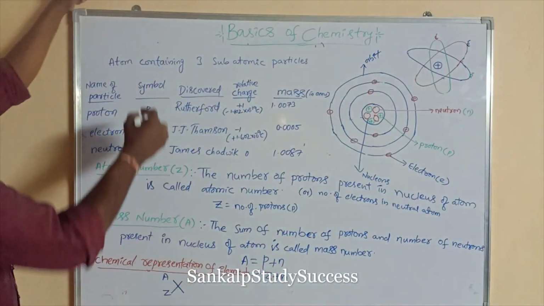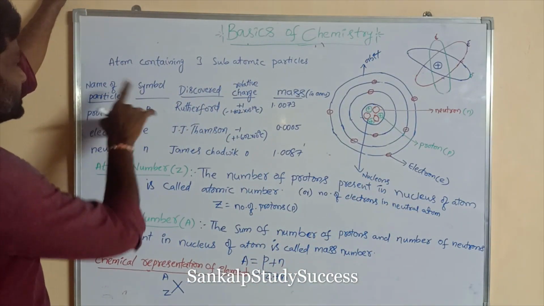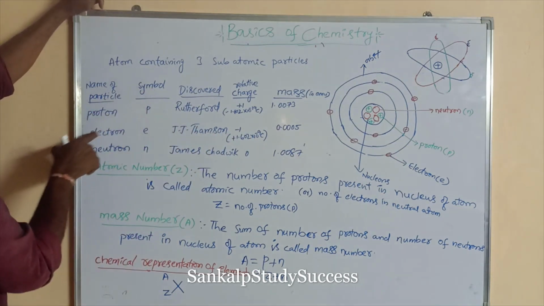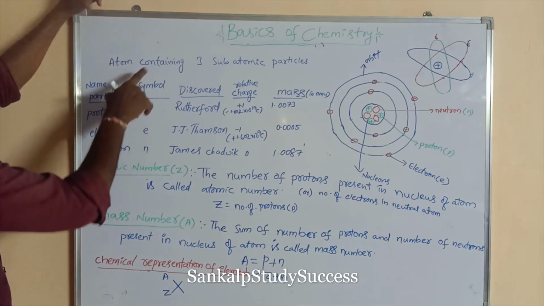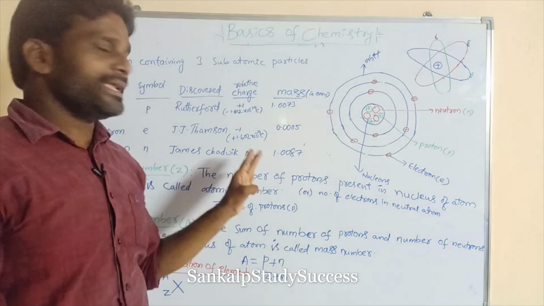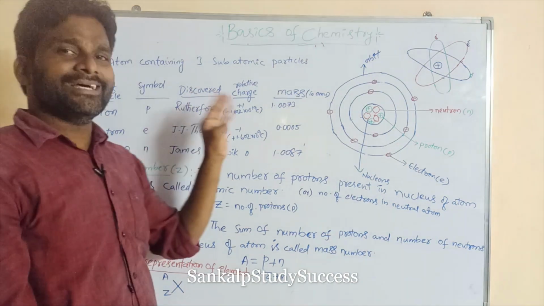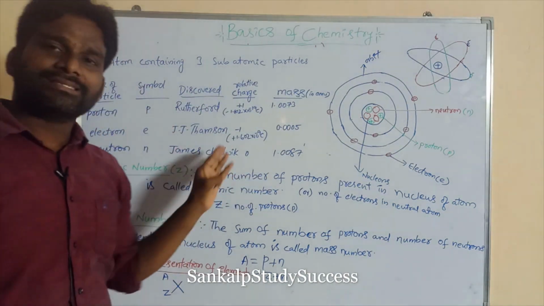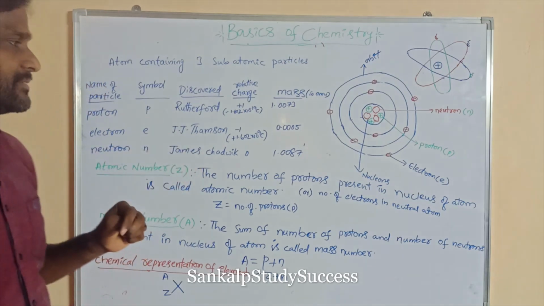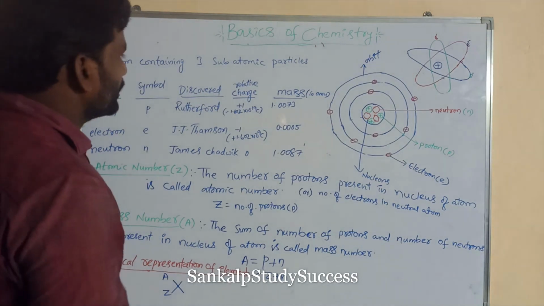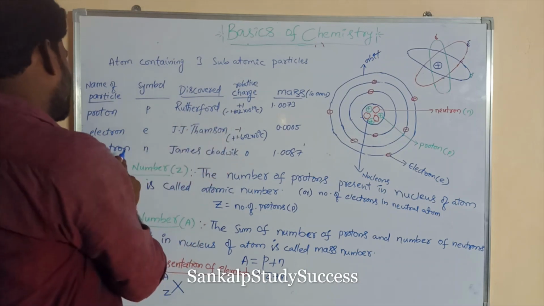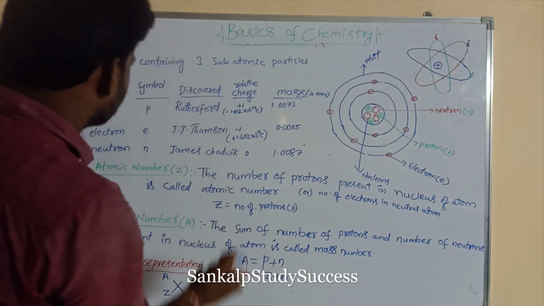Next, the symbols. The symbol of proton is P, its first letter. Electron is E, neutron is N. So these are the symbols of proton, electron, and neutron. The proton was discovered by Ernest Rutherford, the electron by J.J. Thomson, and the neutron by James Chadwick. The relative charge is +1 for proton, -1 for electron, and 0 for neutron.